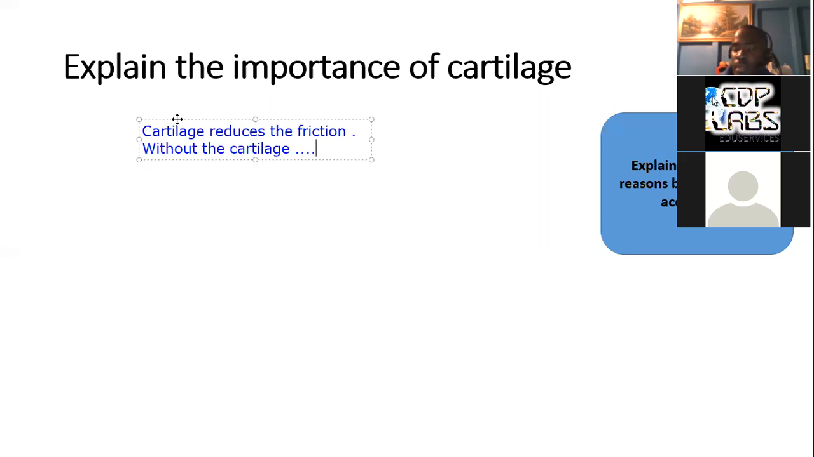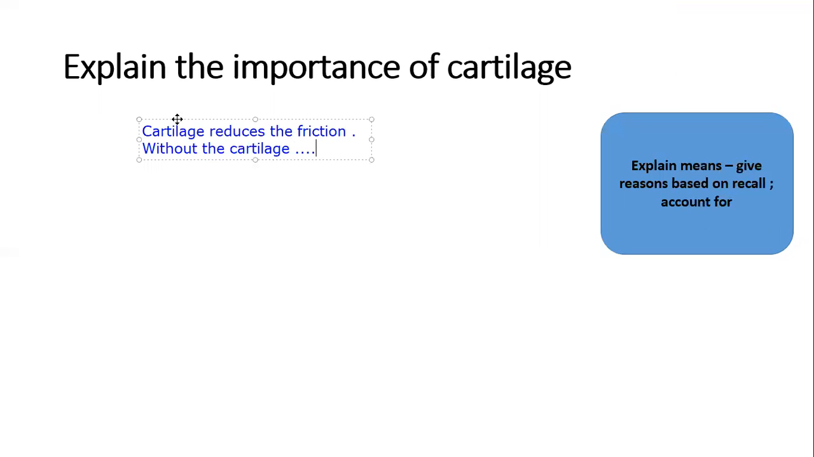So when the bones rub together, they create friction, and the friction will produce heat, and the heat will destroy the bones.